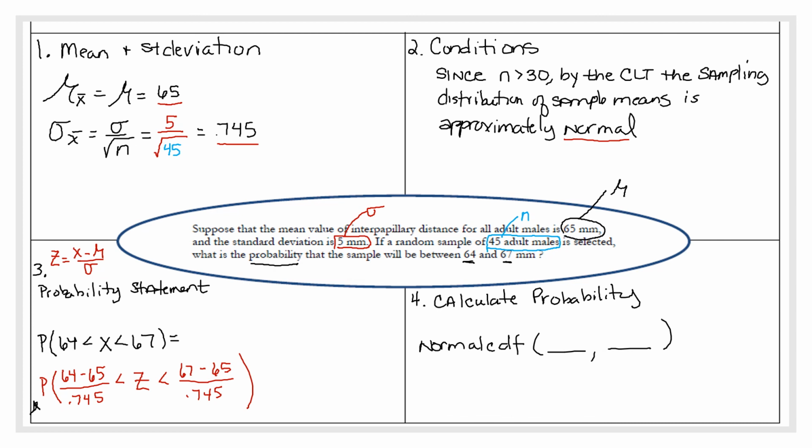The bottom z-score would be negative 1.34. The top z-score is going to be 2.68. All right, and then that is going to give us 0.906. And so the probability that the sample will be between 64 and 67 millimeters is about 90.6%.